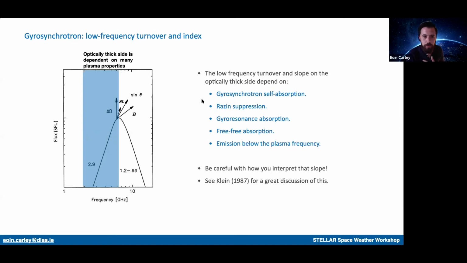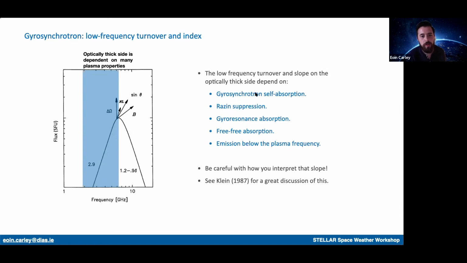So the low frequency turnover and slope depends on gyrosynchrotron self-absorption, which is the energetic electrons themselves reabsorbing their own radiation. Okay, Razin suppression is a popular one you will see in this theory. It's a bit complicated, but it means the phase speed of the radio waves exceeds the speeds of the electrons, and it quenches the emission, and it leads to an even steeper slope on this side. Okay, you can get gyroresonance absorption. That's the surrounding environment, just the thermal electrons reabsorbing in the gyroresonance mechanism. Free-free absorption that we've already come across can happen as well, and emission below the plasma frequency.